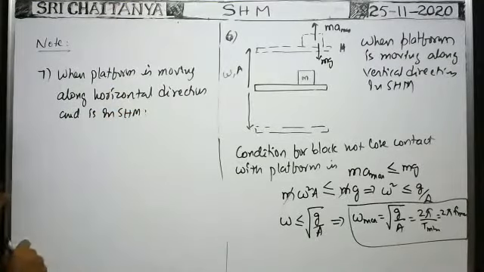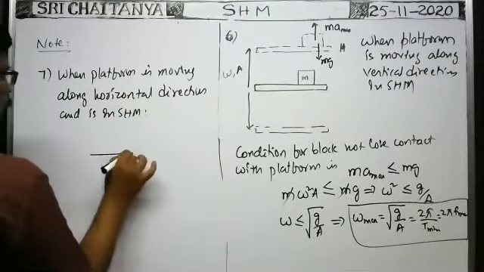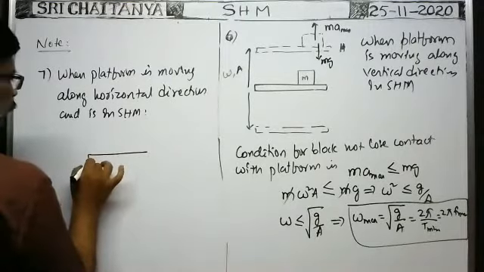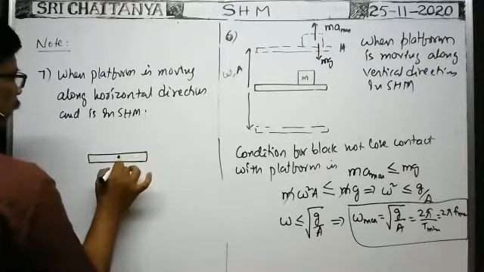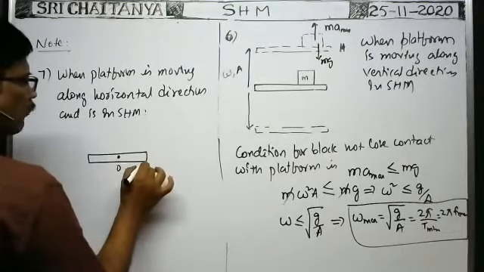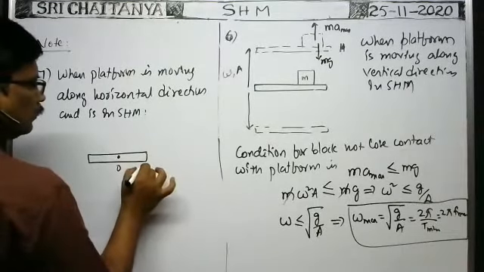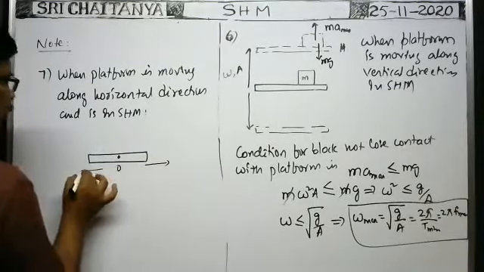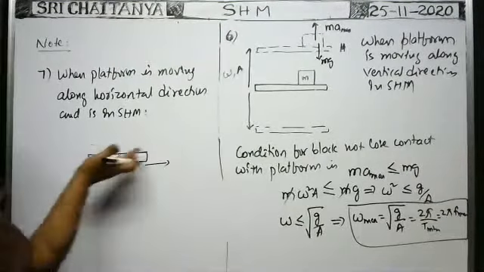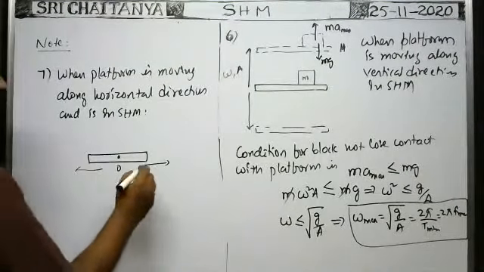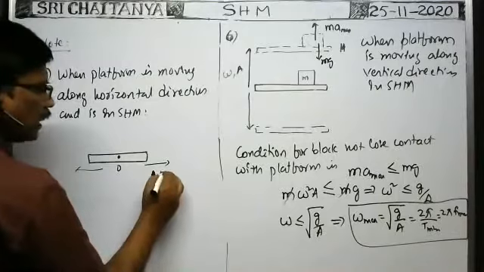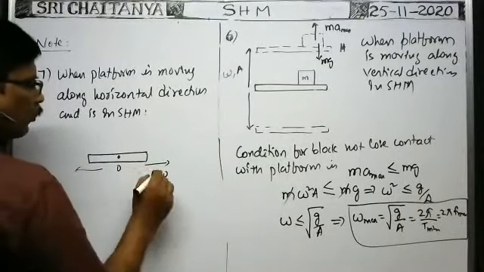So in this case, you see, this is the platform. It is the mean position. So the platform is moving like this in horizontal direction with amplitude A, and angular frequency of the platform is say omega.